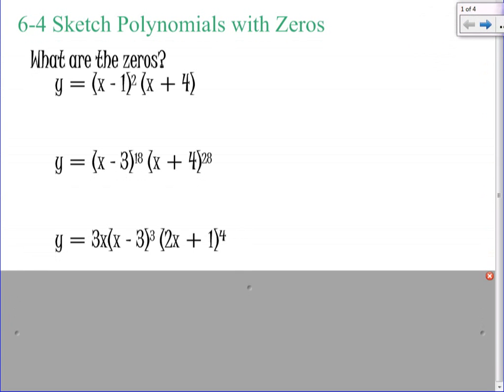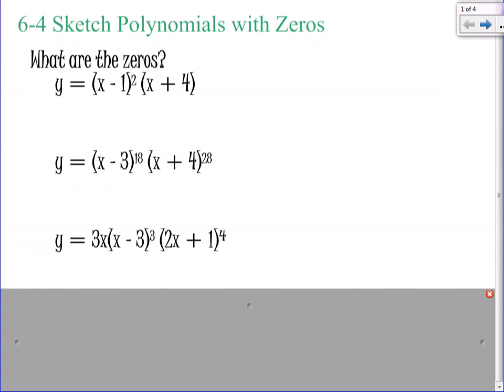All right, so here's our last section in chapter 6. We're going to use what we learned yesterday about the end behavior in this section, so keep that in mind. We'll refresh your memory a little bit on that when we get there. But let's first talk about what the zeros are.